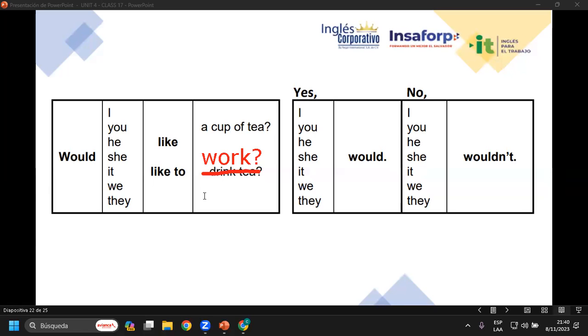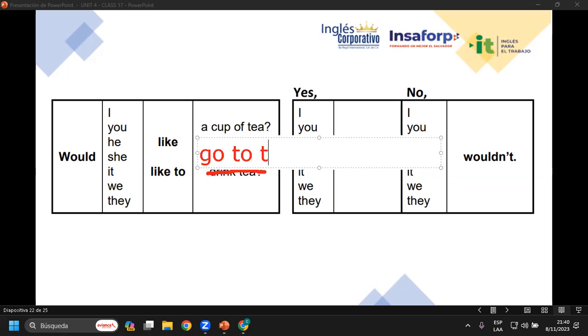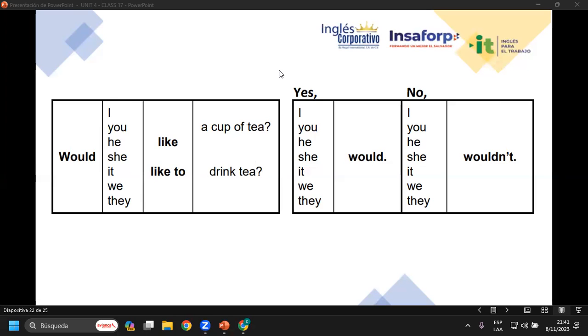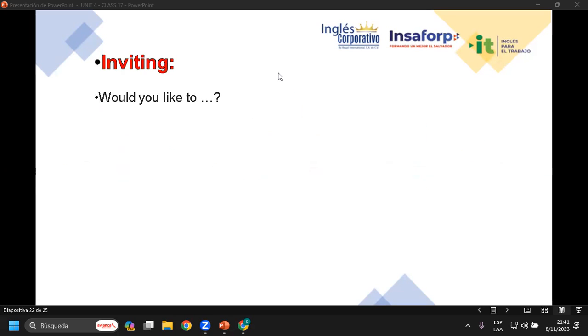Ahora, como les digo, esto es bien común utilizarlo cuando queremos hacer invitaciones. Imagínense que ustedes invitan a alguien y le dicen, hey, would you like to go to the cinema? Esta es una invitación. Si la respuesta es sí, yes, I would. Si la respuesta es no, no, I wouldn't. ¿Ok? Pero como estamos hablando de invitaciones, decir un no así bien cortante, no, I wouldn't, tiende a sonar un poquito pésimo.